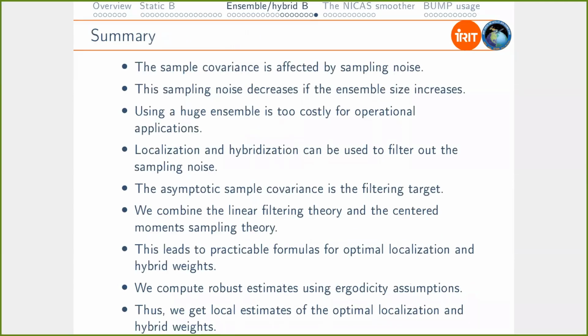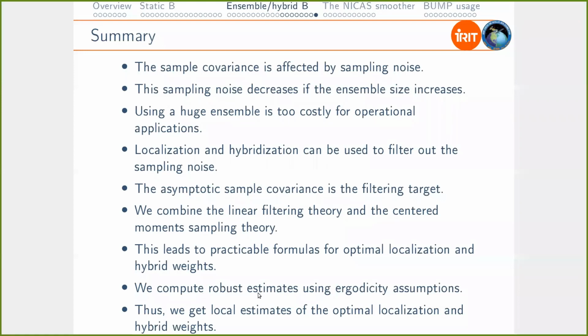So just a summary about the ensemble A and hybrid B. The sample covariance is affected by sampling noise. This sampling noise decreases if the ensemble size increases, but we cannot use huge ensembles. So we need to do some localization, and also, if we want hybridization, to filter out the sampling noise. The asymptotic sample covariance is our target, and we can combine both the filtering theory and the central moments sampling theory to get practicable formulas to compute the localization and the hybrid weights.